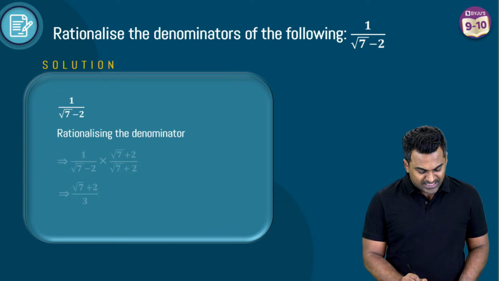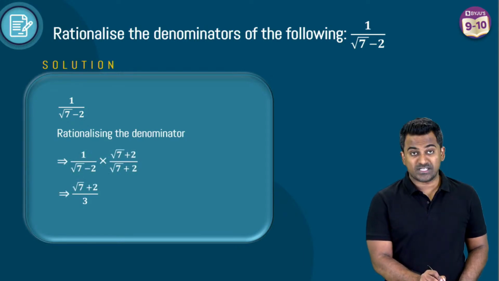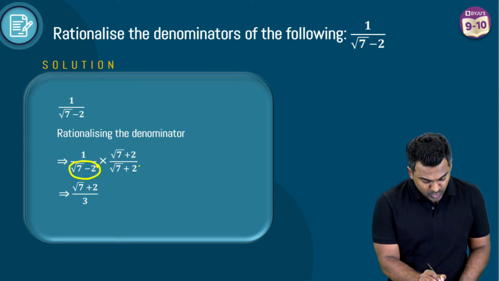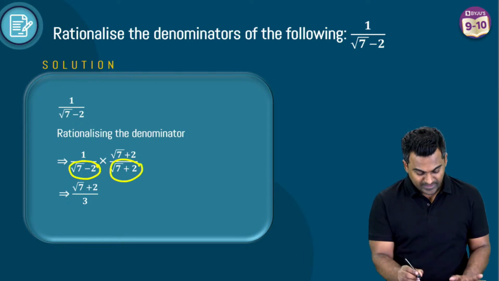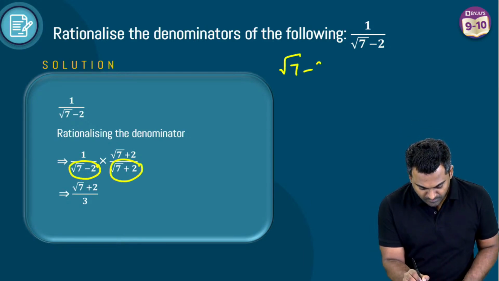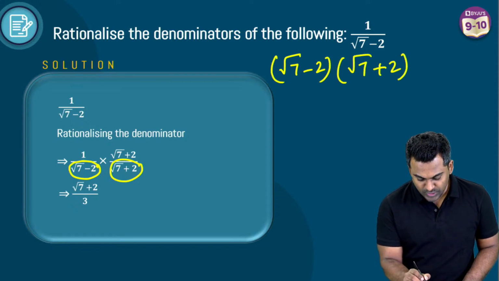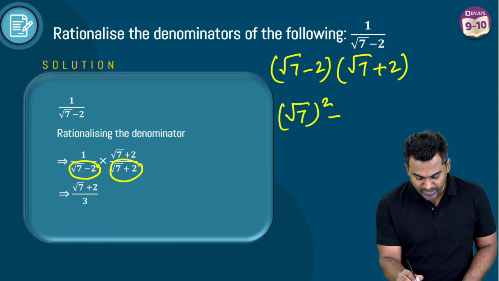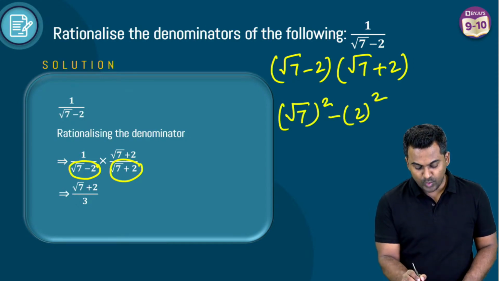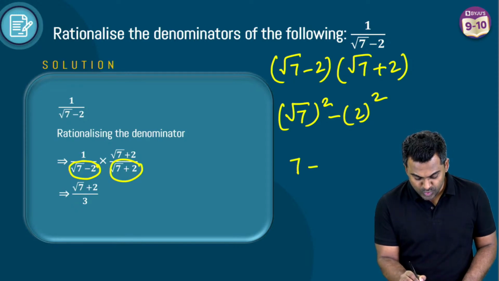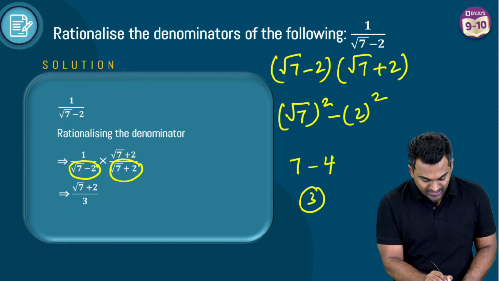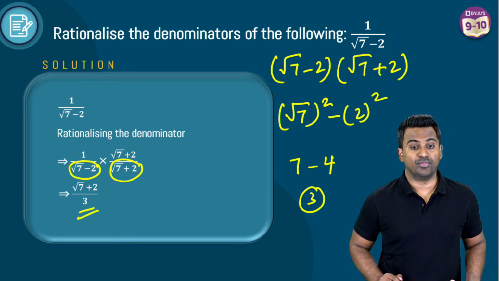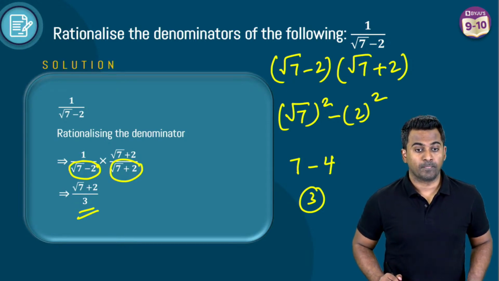So what are you doing here? Rationalizing the denominator. So multiply this with root 7 plus 2, divided by root 7 plus 2 as well. Multiplication of these two, let's clarify that. Root 7 minus 2 multiplied with root 7 plus 2. This is A plus B multiplied with A minus B, which is going to be A square minus B square. Root 7 whole square is going to be 7, 2 square is 4, and this is how you're getting a 3 here in the denominator.